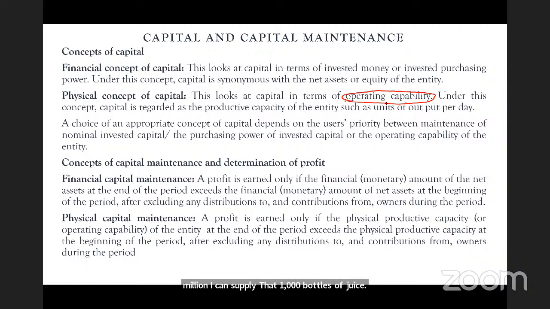So if I maintain the same capital next year, and by the end of next year my capacity is that I can supply 50,000 bottles of juice, then it means that somewhere I have made a profit. Isn't it so? If my capital remained the same. Are we together? So that is what we call capital maintenance, to ascertain profit from the concepts of capital.